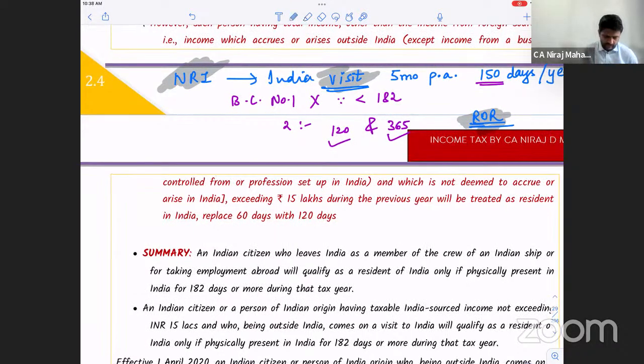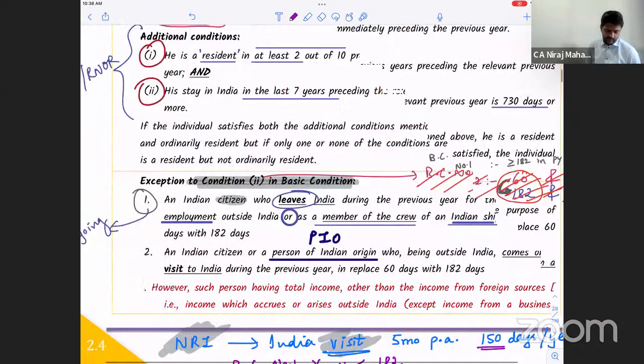So what are they saying? That you will replace basic condition number 2 with what now? Instead of 60, you will say over here also 182 days. Is it right? Understood, everybody? So basically, we unnecessarily don't tax them, because that is not the intention. Understood? Okay, ready, everybody?